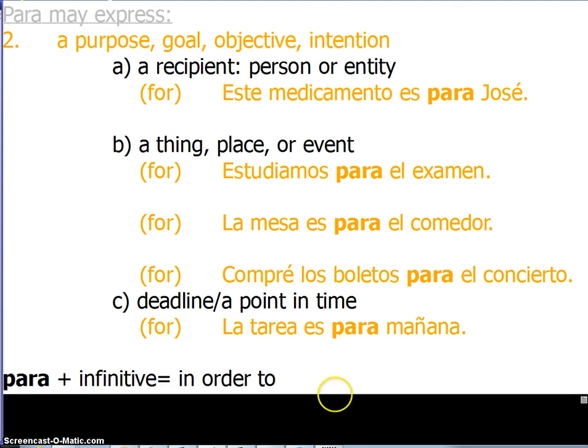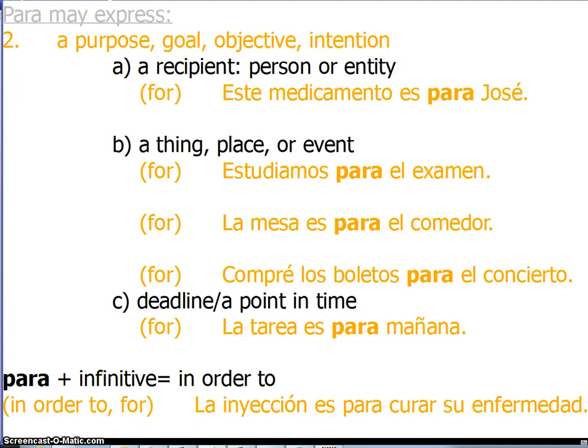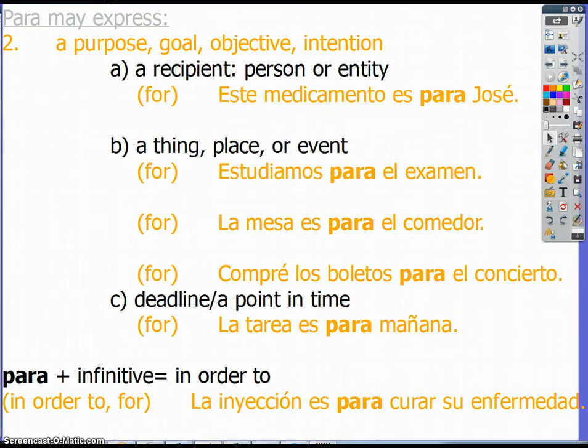And this is where para plus infinitive fits in, where we always say in order to do something. So here's an example sentence for that as well. Moving on, rule number 3.